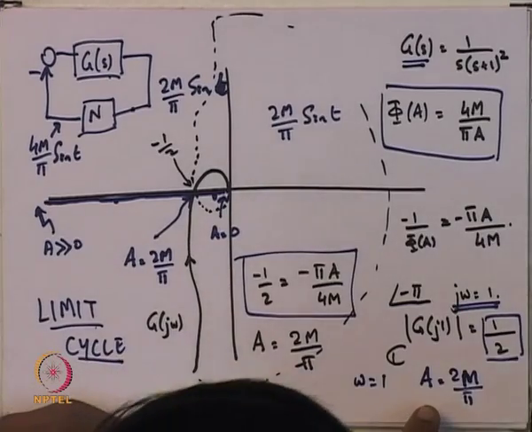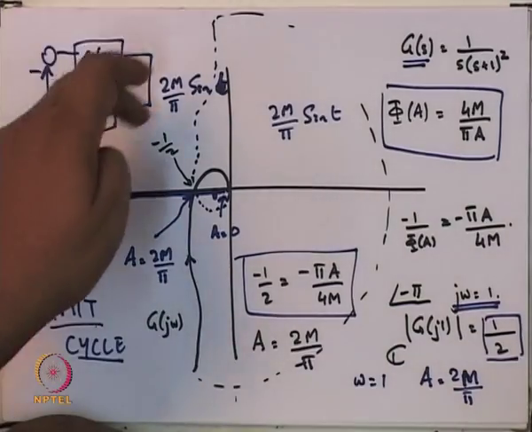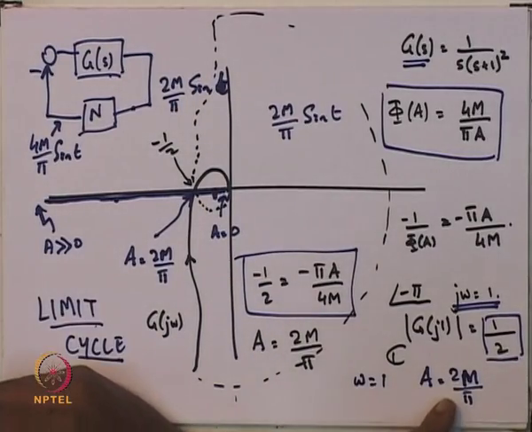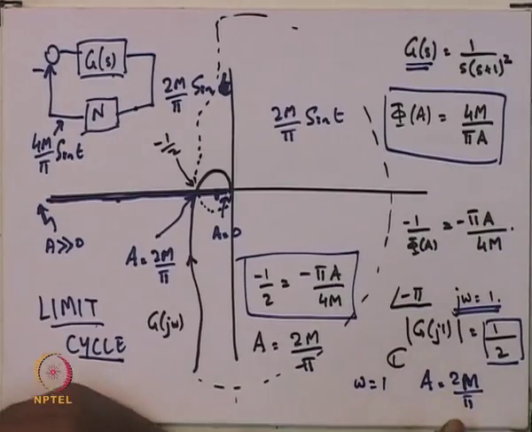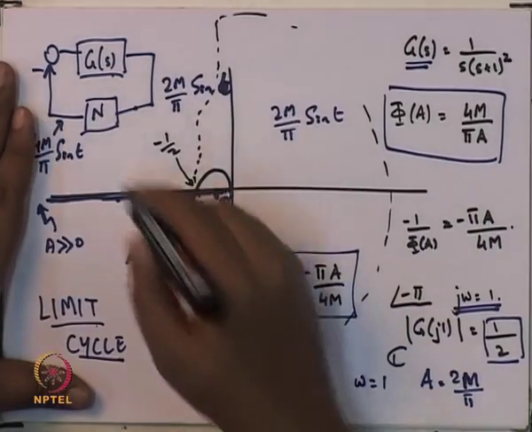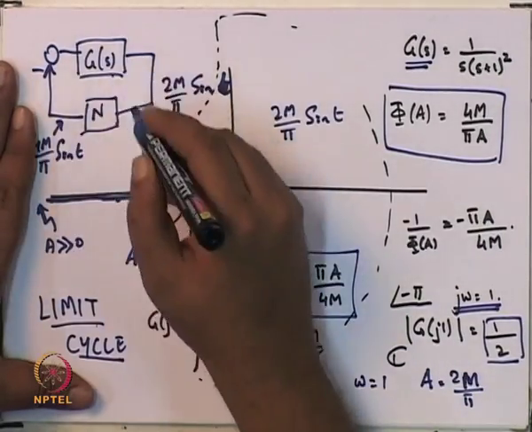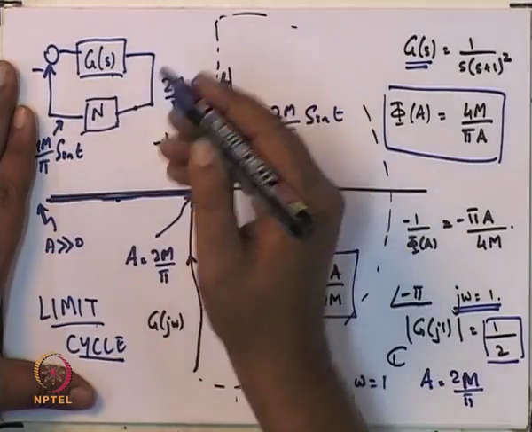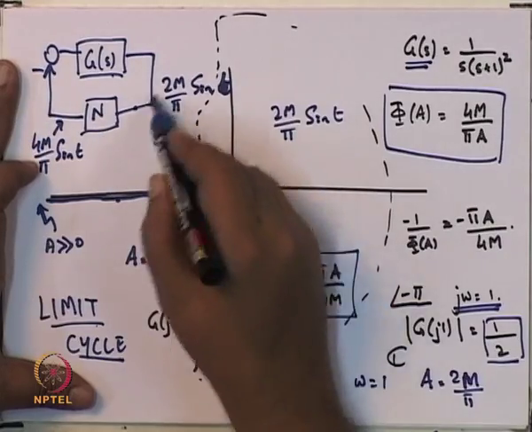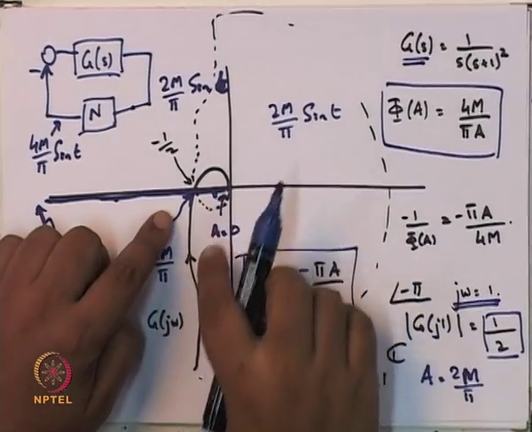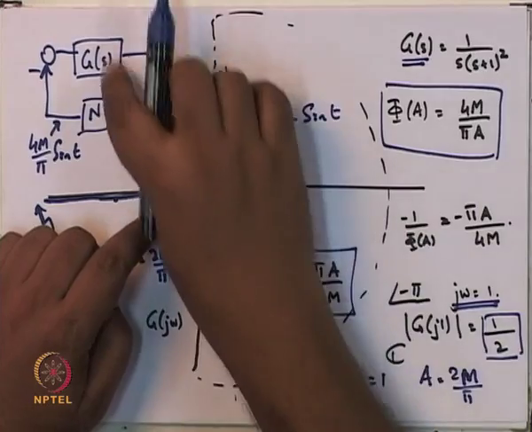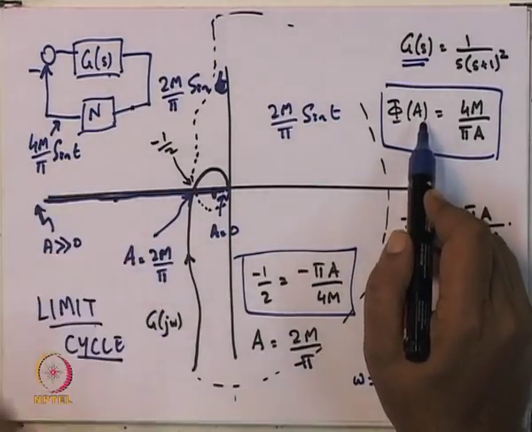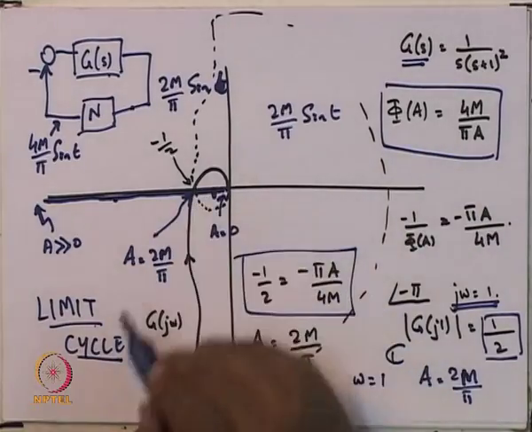Further, you can claim that this limit cycle is a stable limit cycle. Now, how can you make this claim that it is a stable limit cycle? The way the limit cycle is operating is that the frequency is fixed and the amplitude is fixed by looking at the intersection of the Nyquist plot of the linear part and the describing function of the nonlinear part, and it is out here.